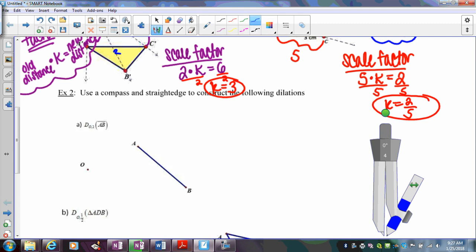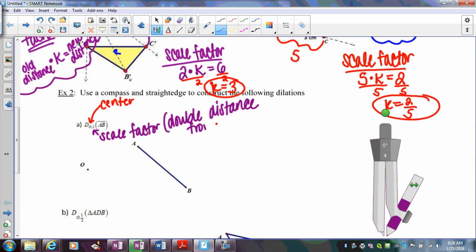So the first thing you have to look at is this notation. So this is saying to do a dilation, my center is O, and the scale factor is 2. So this really means you're going to double your distance from the center. And that from the center is always going to be so important. Remember, we're always talking about that center point. And then it says of segment AB. So that means that's what you're going to do the dilation to.